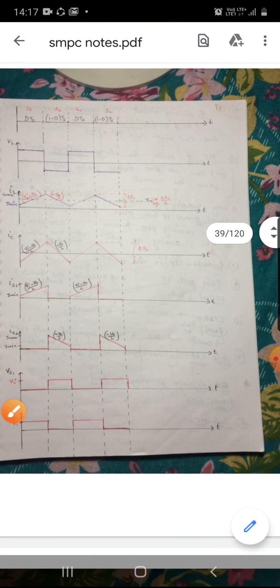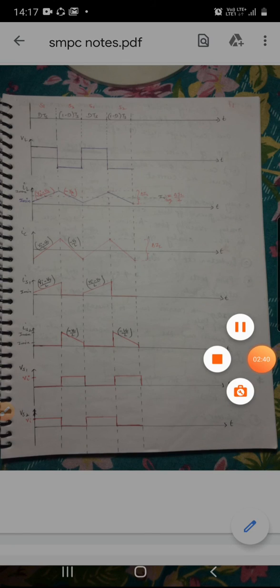These are the waveforms for the buck converter. So we end up with this.